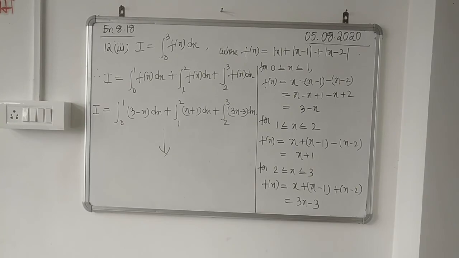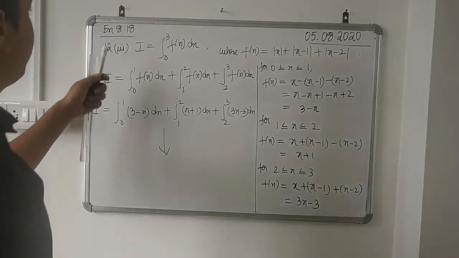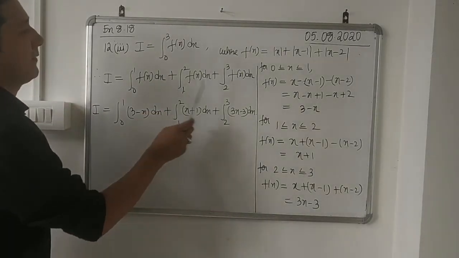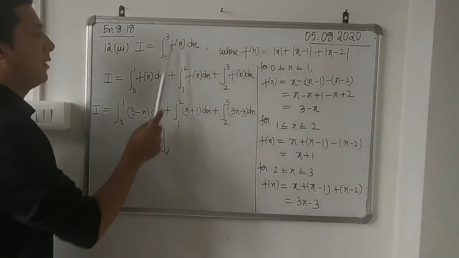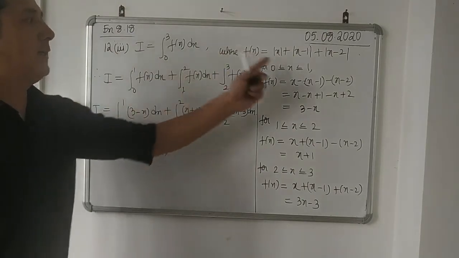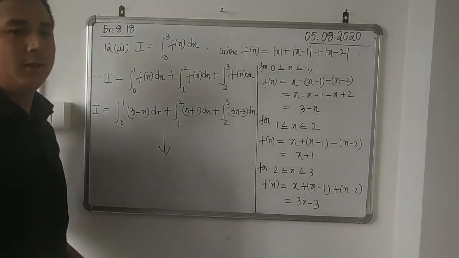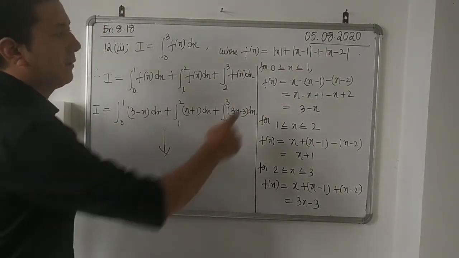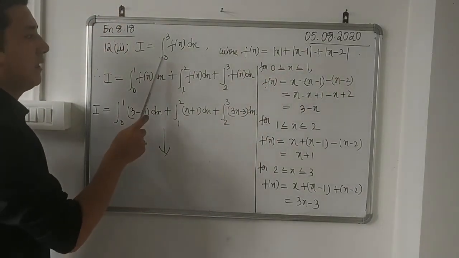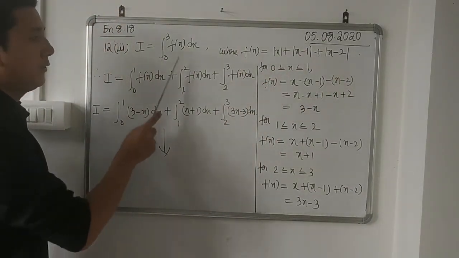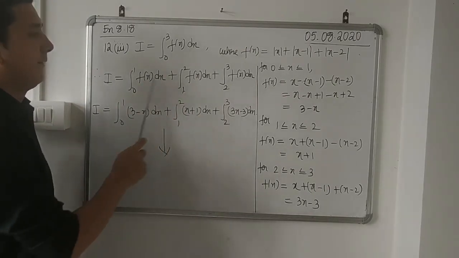Alright, dear students, this is the last question for today, question number 12, part 3, integral 0 to 3 f(x) dx. This is the function given to you. Now choose any number between 0 and 3 where any of these modulus terms will be 0. Exactly at 2 points you'll get it, at x equals 1 and at x equals 2. So hence I can break the interval as 0 to 1, 1 to 2, 2 to 3, f(x), f(x), f(x).